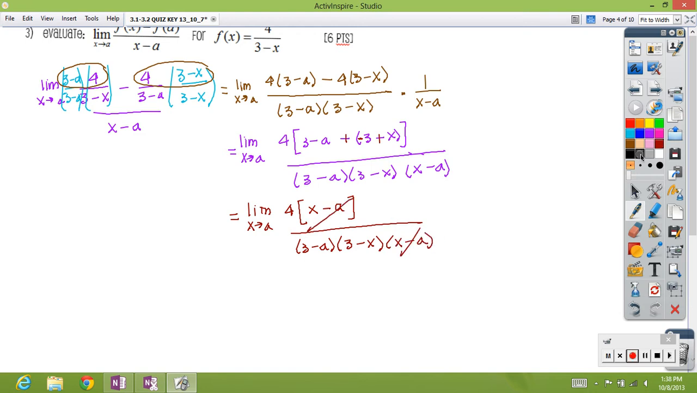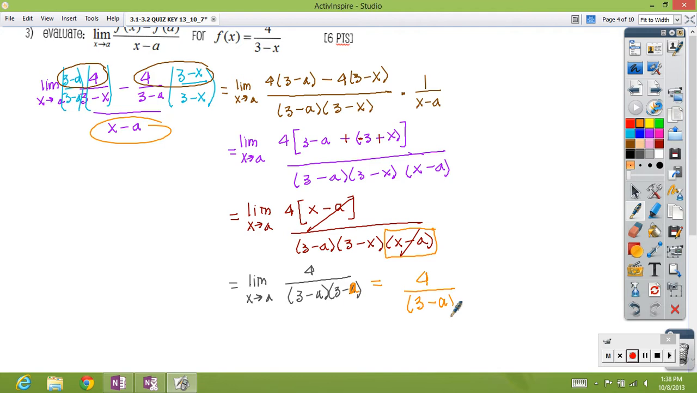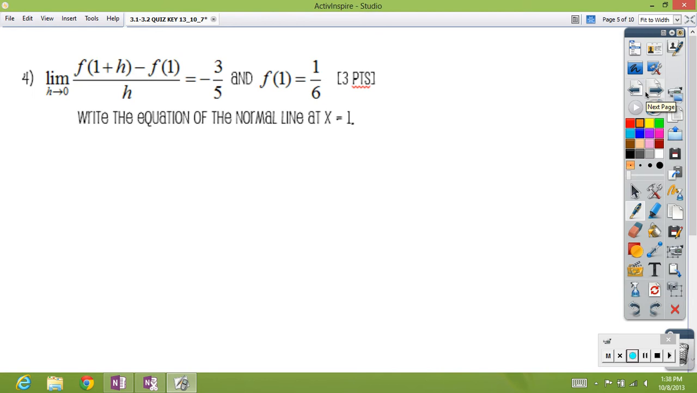Those can cancel. And then we go to the limit as x goes to a. We got 4 over 3 minus a times 3 minus x. And now that I simplified it, what you were trying to do this whole time was simplify it so that this was gone. You wanted that to simplify out, and that happened in this step. That's how I know now I can substitute in as x goes to a. So this x here turns into an a, and we end up with 4 over 3 minus a, the whole thing squared. Alright? Number 4, write the equation of the normal line.